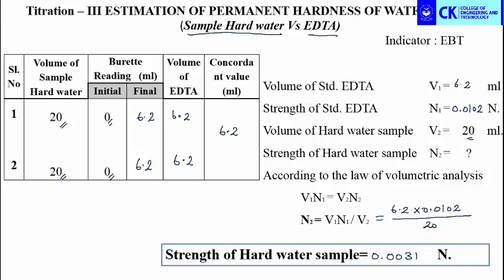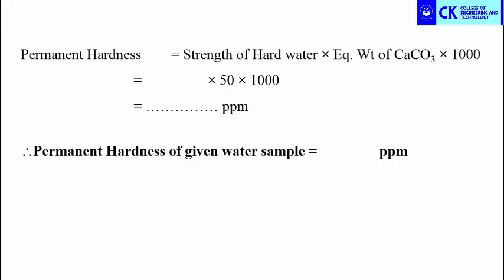From this strength we are going to calculate the amount of permanent hardness. We need to go for further calculation and substitute the strength here. The strength is 0.0031. We have to multiply it with the equivalent rate of calcium carbonate and into 1000. So 0.0031 into 50 into 1000 equals 155 ppm. So we calculated that the permanent hardness of the given water sample is 155 ppm. So titration 3 gives the estimation of permanent hardness of the given water sample.